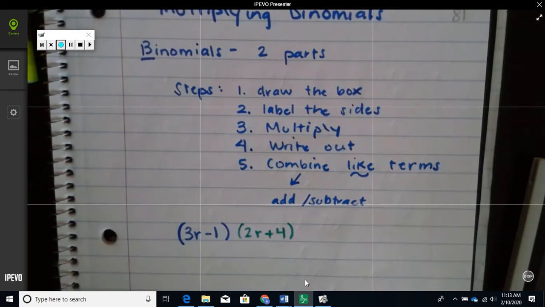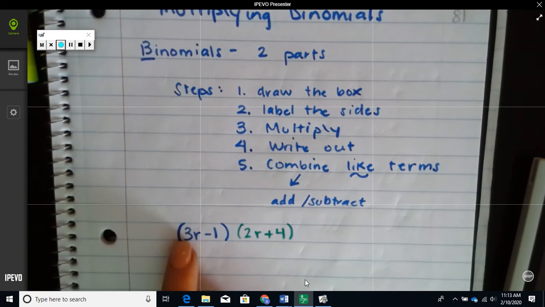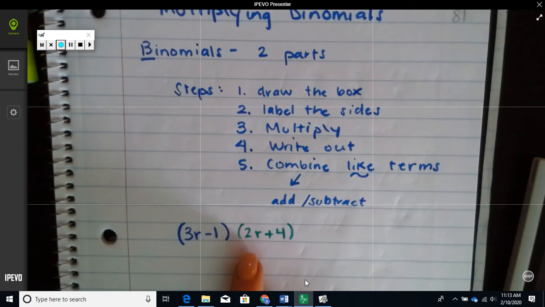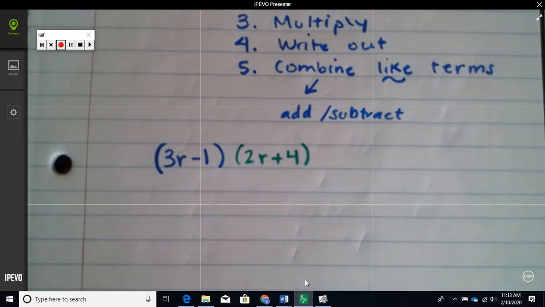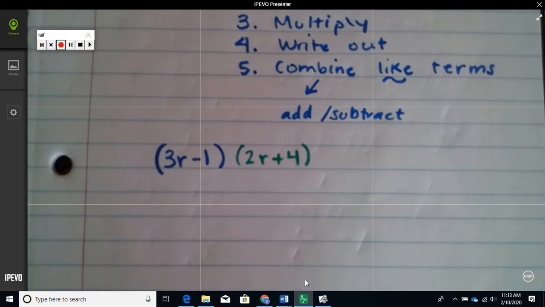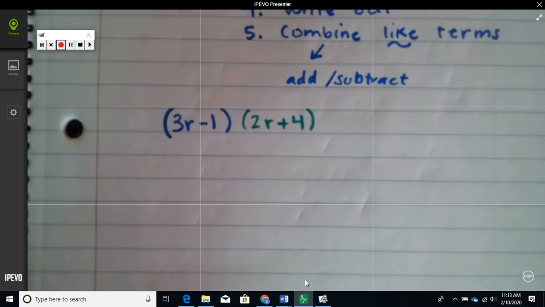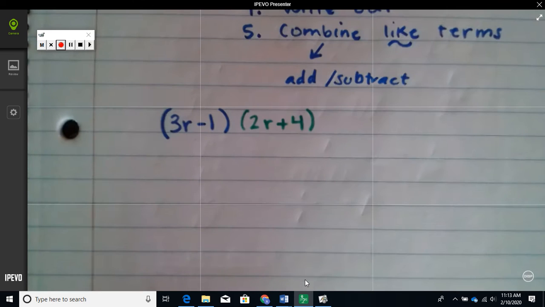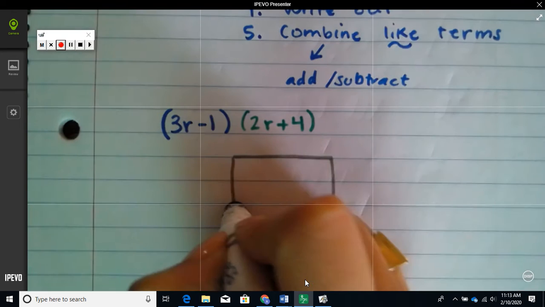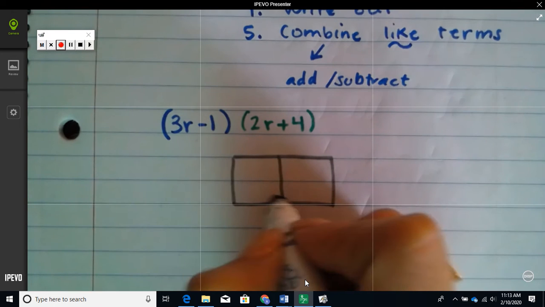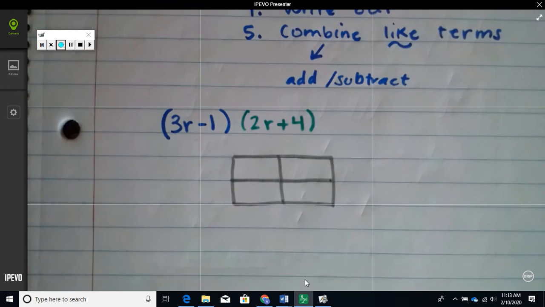So notice that they both have 2 parts. This has the 3r and it has the -1. This one has a 2r plus 4. That's why we call it binomial. We'll do some polynomials tomorrow where it'll have 3 parts or just 1 part. We'll do that tomorrow. Alright, so we're going to draw the box. So this is the box method.